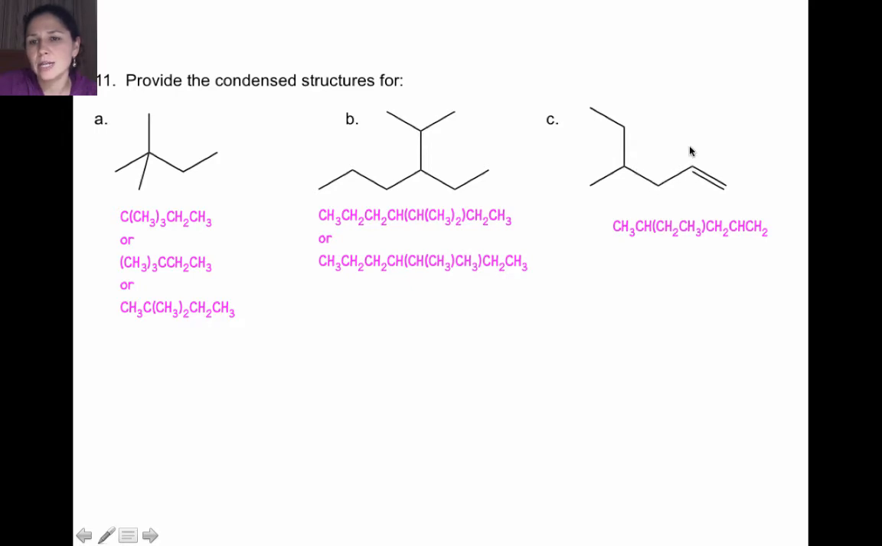This carbon only has 1 hydrogen on it because it already has 3 bonds. It has 1, 2, 3 bonds to this carbon. So it has 3 bonds. That means it only has 1 hydrogen. So that's why I drew CH here for that guy. And then this is CH2 because, sorry, this carbon has 2 bonds to this carbon, and that means it needs to have 2 hydrogens on it. So that's why this is CH2.